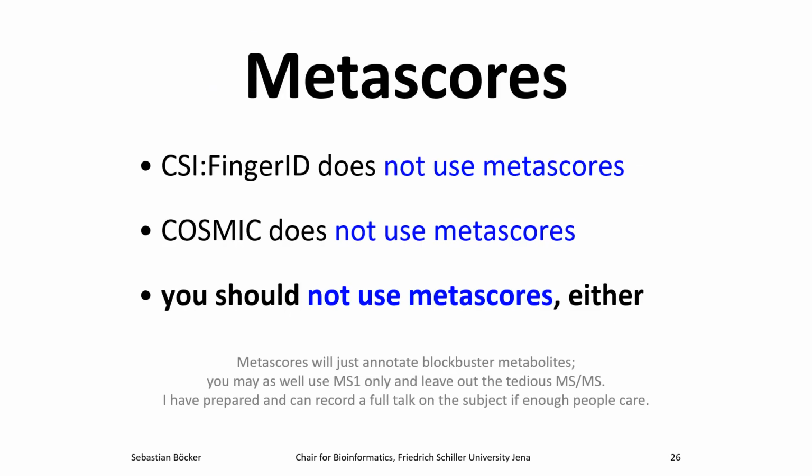Now, before I stop, two words about metascores. CSI:FingerID does not use any metascores. COSMIC does not use any metascores. The confidence score does not use any metascores. Metascores use, say, citation frequencies or production volumes, things like that. Obviously, we don't have that for novel structures, but I would strongly recommend not to use them even if you are searching in a regular structure database.